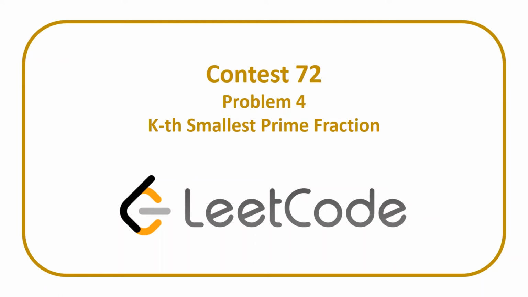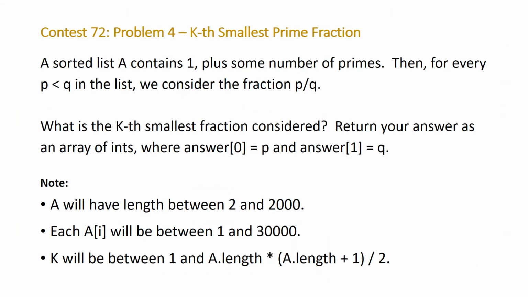In this video, we're going to be going over the solution to problem 4 from LeetCode contest 72 entitled kth smallest prime fraction. So the problem states a sorted list A contains 1 plus some number of primes. Then for every p less than q in the list, we consider the fraction p over q. And the question asks, what is the kth smallest fraction considered? Return your answer as an array of ints where the 0th index is equal to p, the numerator, and the first index is equal to q, the denominator.